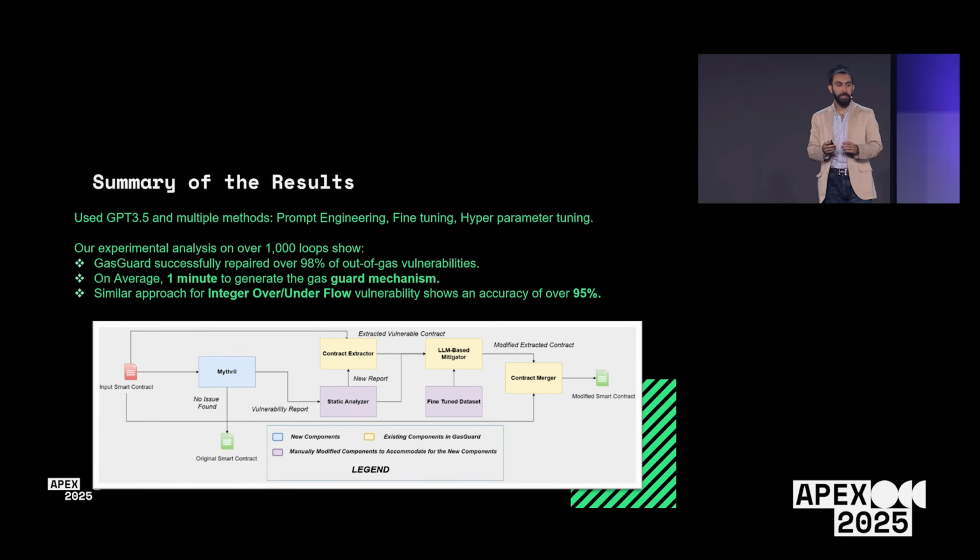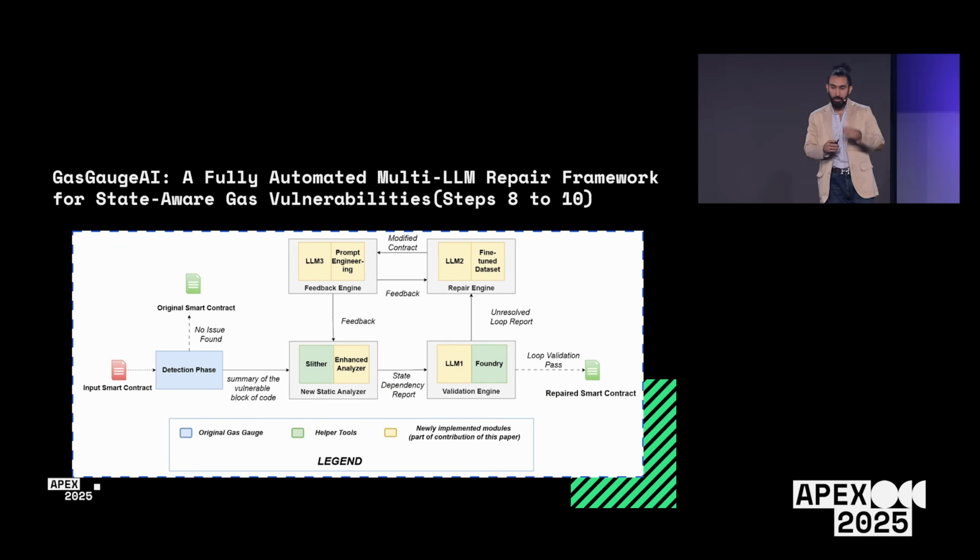We basically just wanted to see if there is any hope that we can use LLMs to fully automate the process of repairing gas-based vulnerabilities. So that brings us to our final tool, GasGauge AI. We started developing GasGauge AI last year, and this is a fully automated 3-layer LLM-based repair program.